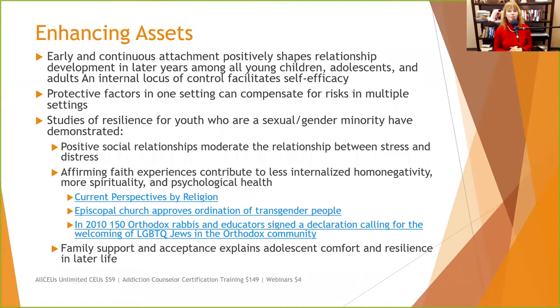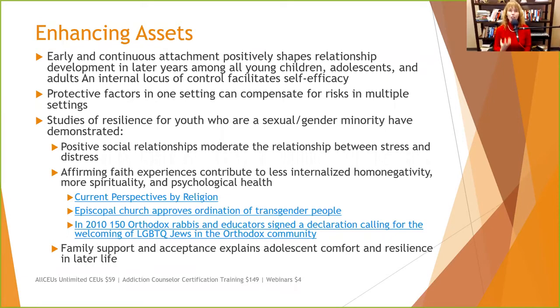Studies of resilience for youth who are sexual and gender minorities have demonstrated that positive social relationships moderate the relationship between stress and distress. So no different than the community at large. Affirming faith experiences contribute to less internalized homonegativity, more spirituality, and psychological health.